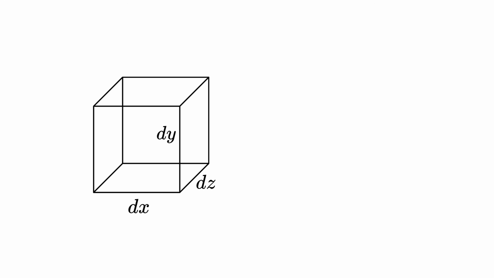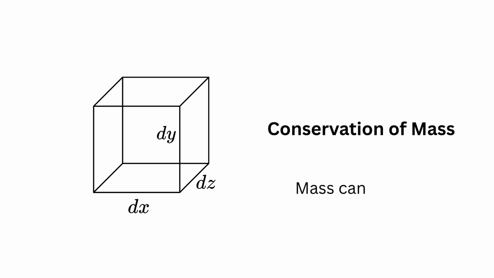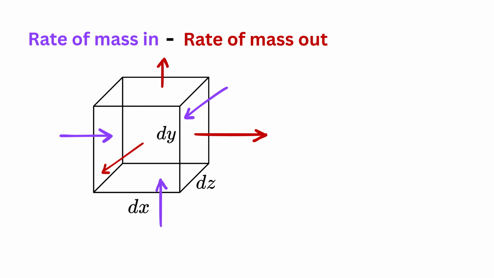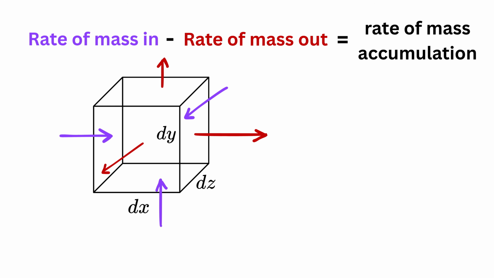Now here comes the most important idea, and you must understand this deeply. Nature follows conservation of mass. This simply means mass cannot be created or destroyed. So whatever rate at which mass flows into this box, minus whatever rate at which mass flows out of this box, must be equal to how much mass is increasing or decreasing inside the box with time. That is the entire logic behind the continuity equation.